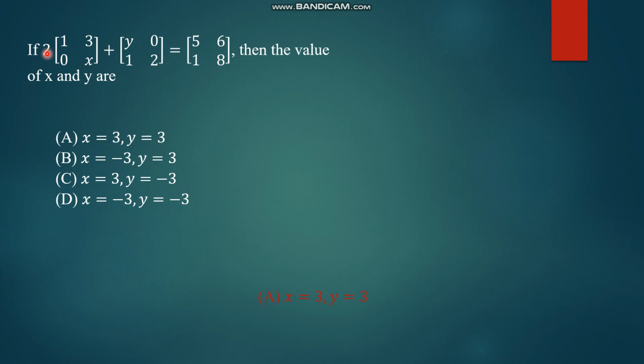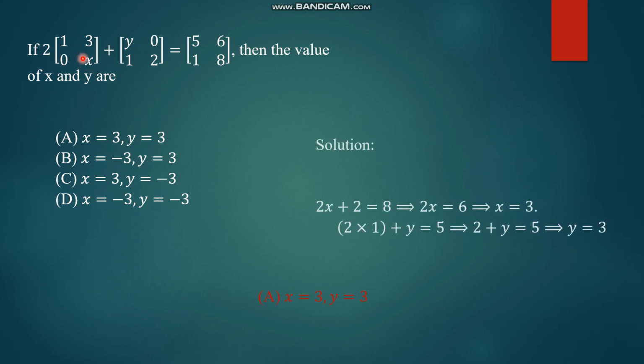A question is given: if 2 into the matrix [1 3 0; x y 1 2] plus [y 0 1 2] is the matrix [5 6 1 8], then find the values of x and y. Again, this is a direct question, but we don't have to solve the whole equation. To find the value of x, just take the element with x. Here we get 2x plus 2, that is 2 into x plus the fourth element 2, and that's equal to 8. When you simplify it, you get x is equal to 3.